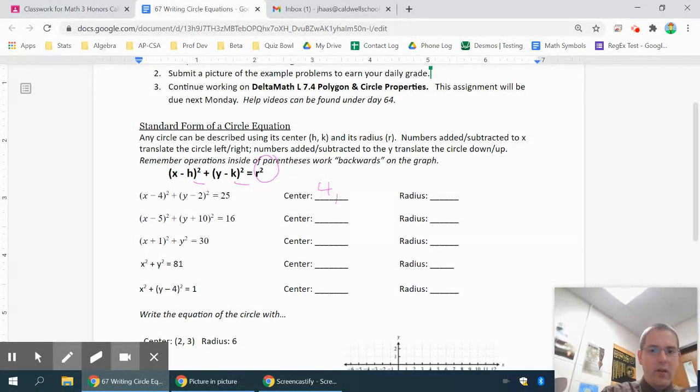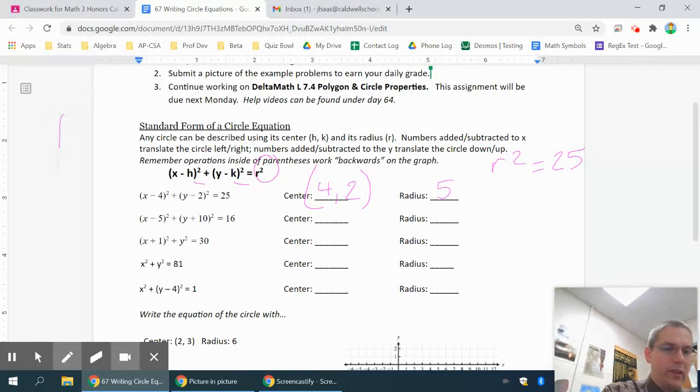And just like when we were doing other types of graphs, we switched the signs of numbers coming out of parentheses. We switched the signs because those are in parentheses. So a -4 would be a +4, a -2 would be a +2. So there's your center. And then your radius is R squared. So if R squared equals 25, that means your radius is the square root of that, which is 5.